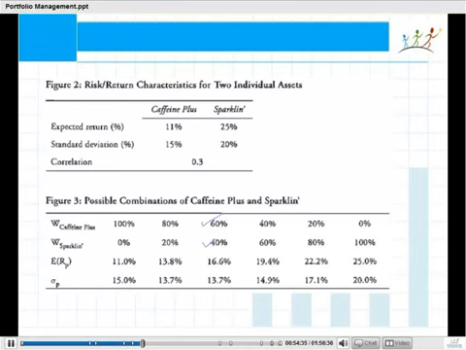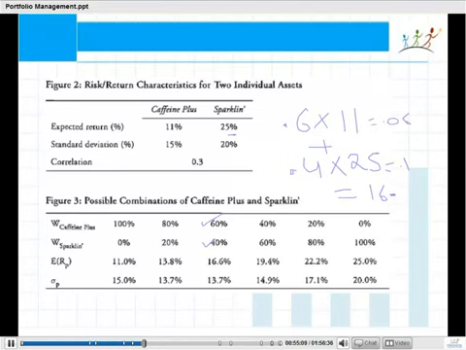The expected return is simple, it is just a weighted average. It will be 0.6 into 11 plus 0.4, that is the weight of Sparkling, into the expected return of Sparkling, which is 25. Please compute. This sum will come out to be 16.6%. This will be 10%, and this will be 0.066, 6.6%. So the sum will be 16.6%.